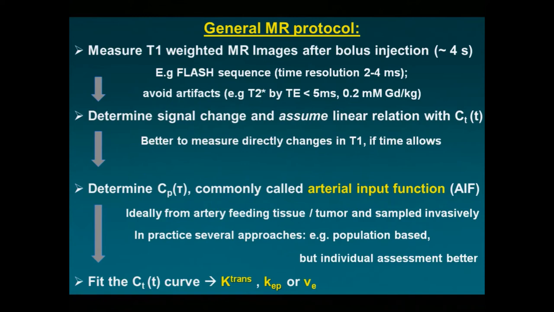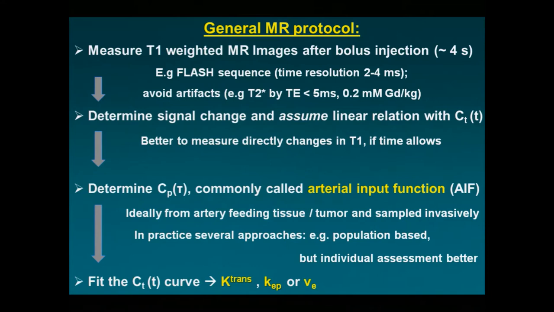Then you determine your signal change, and you assume a linear relation with the contrast agent to calculate the amount of gadolinium that you have in your voxel or pixel. It's better if you have the possibility, for instance by a snapshot FLASH or a similar sequence, to measure the T1 directly, so that avoids some calibration issues that may hamper your gadolinium contrast assessment.